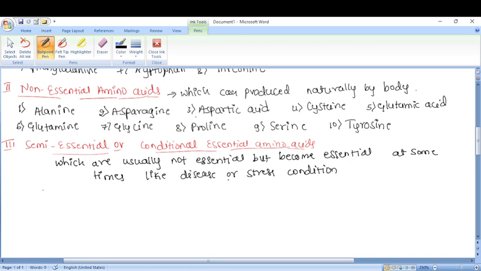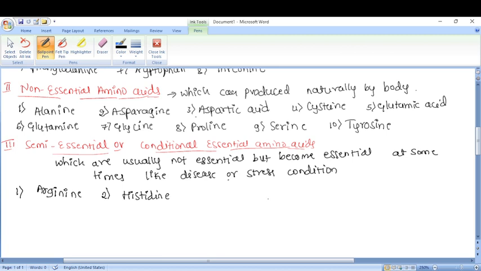Examples are arginine and histidine. These are semi-essential amino acids. This is about the classification of amino acids.